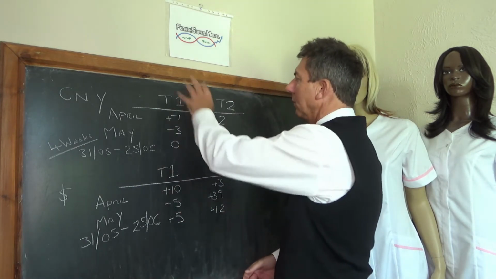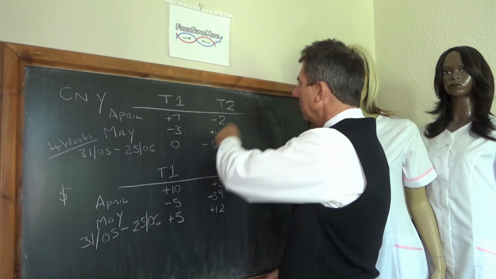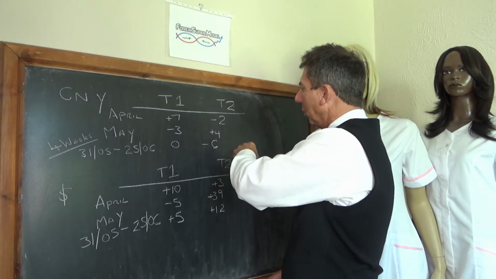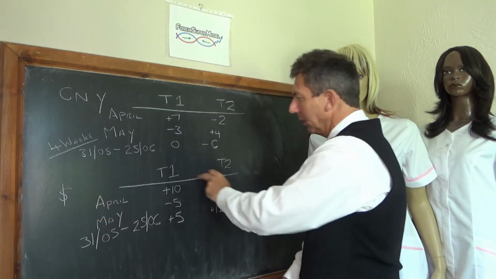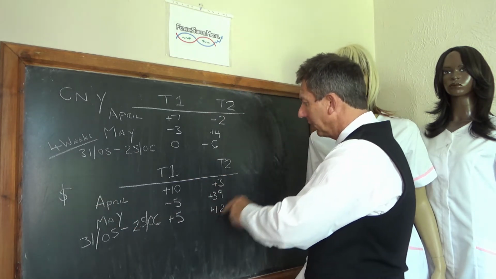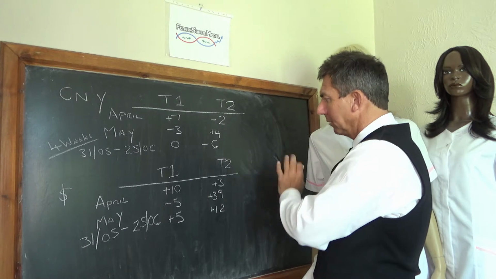China, Tier 1, plus 7, minus 3, 0. Tier 2, minus 2, plus 4, minus 6. Dollar, Tier 1, plus 10, minus 5, plus 5. Tier 2, plus 3, plus 39, plus 12.